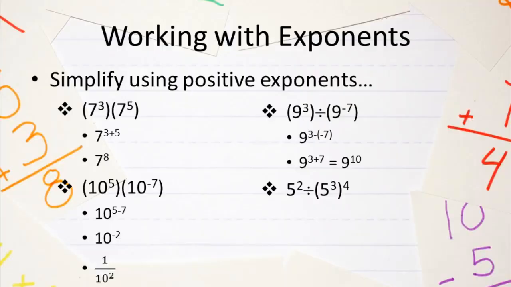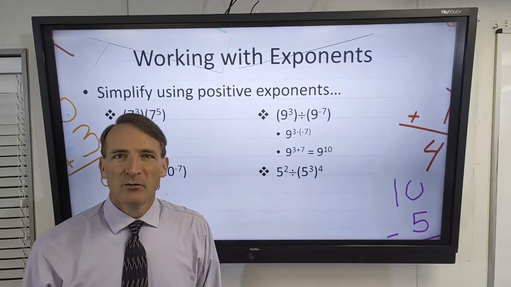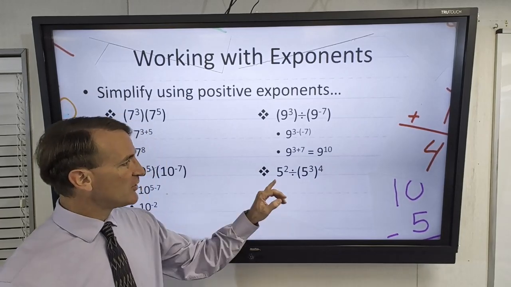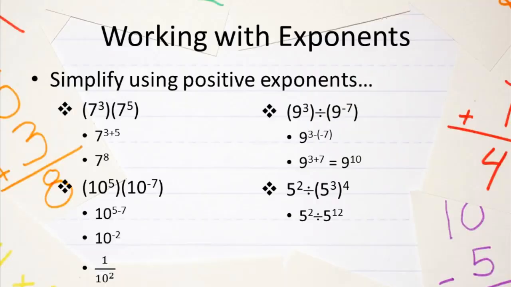Let's try 5 squared divided by 5 cubed to the 4th power. Well, I'm going to do my exponents first. So I have 5 squared divided by 5 to the 12th power. And since I'm dividing, I'm going to subtract their exponents. So that gives me 5 to the 2 minus 12 power, which is going to give me 5 to the negative 10 power. Since I'm supposed to write them as positive exponents, that's going to make it 1 over 5 to the positive 10th power.